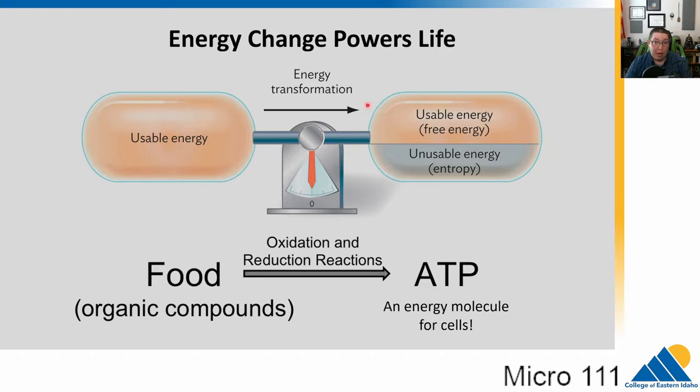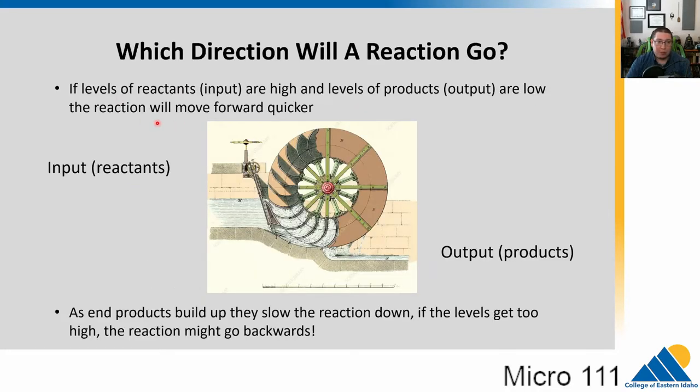But sometimes reactions can go in the opposite direction. So in normal states, we have our reactants, our input level is high, and the level of our products, our output, is low, the reaction's going to move in the forward direction here quickly. But if our end products start to build up, like if this water were to start to build up, because, I don't know, we blocked it up here, this reaction would start to slow down. And if the level of products gets too high, say it built up to way up here, right? The water was all the way up to here. The reaction might even go backwards at that point. Chemical reactions are just like this.